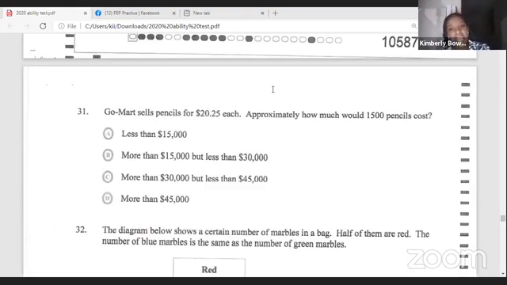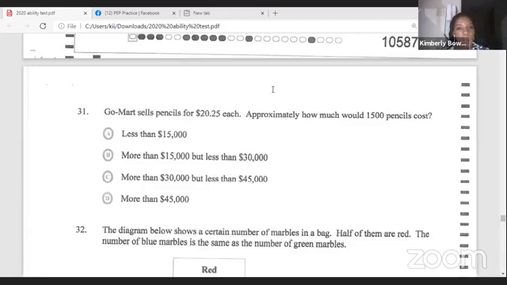20 multiplied by 1,500 is 30,000 because I know 2 times 1,500 is 3,000. I add another 0, which is 30,000. And 0.25 multiplied by 1,500 is 375. So my answer is 30,375.